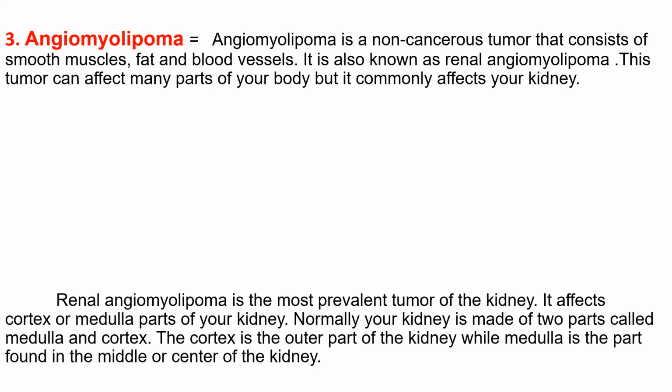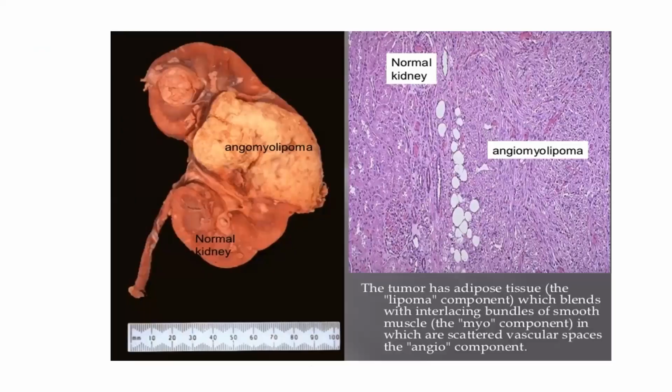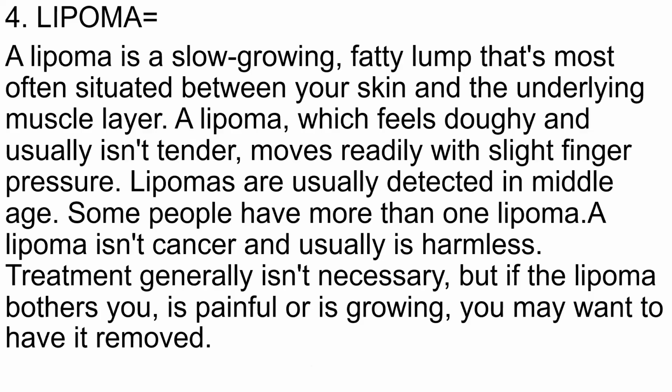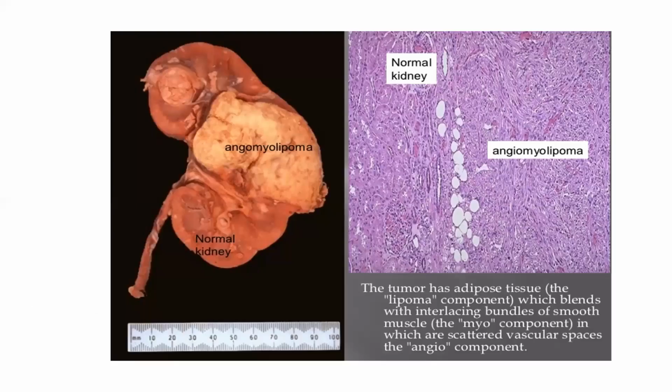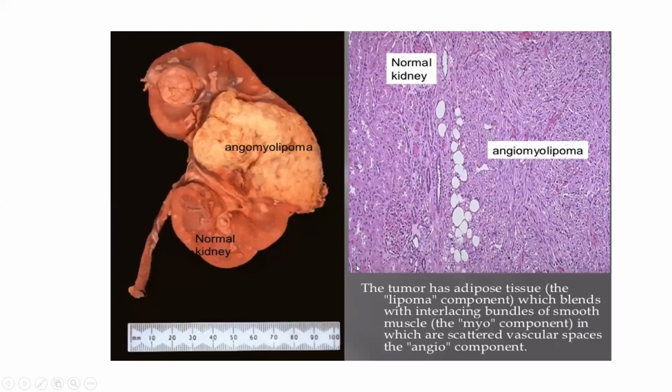Ishan, can you please explain what a lipoma is? Ishan, lipoma क्या था? Ilasara, explain. Ma'am, it is a slow-growing fatty lump that is most often situated between your skin and the underlying muscle layer. Okay. ये जो lipoma है, is it hard? Is it very soft to touch or is it tender to touch? It is very soft. Okay. Good.